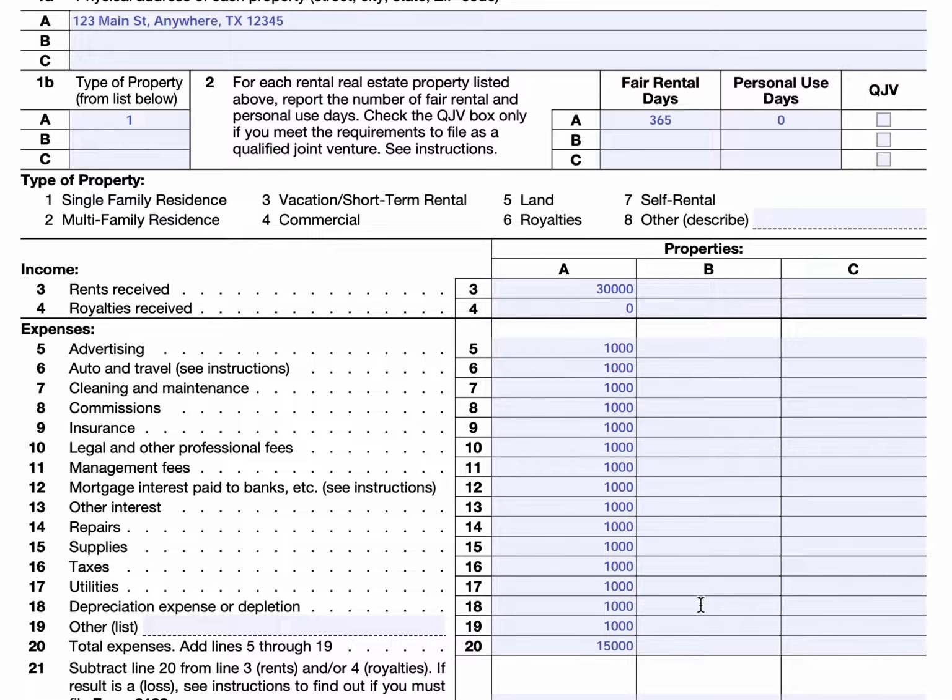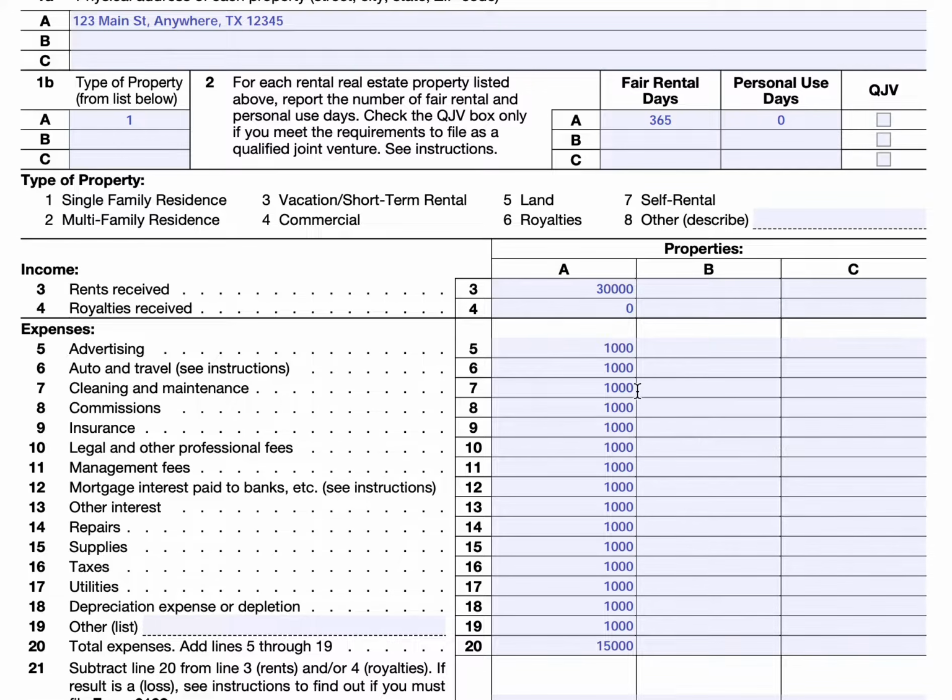If you need to report other income, you would report all income. So even if you rented a room, if you didn't rent the entire building, you would still report any rental income. If you received goods and services instead of cash, then you would report the fair market value.